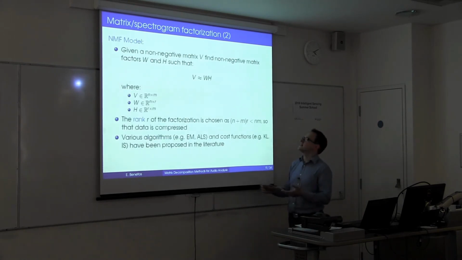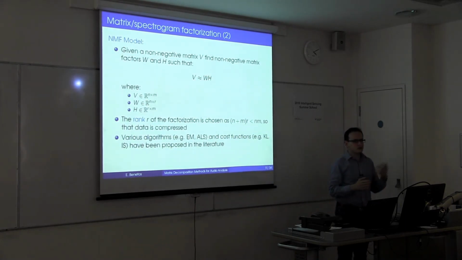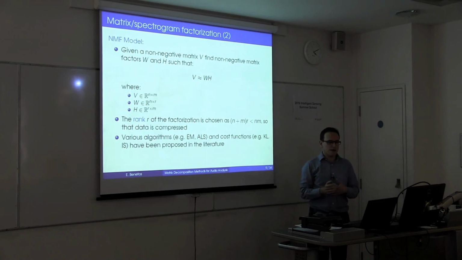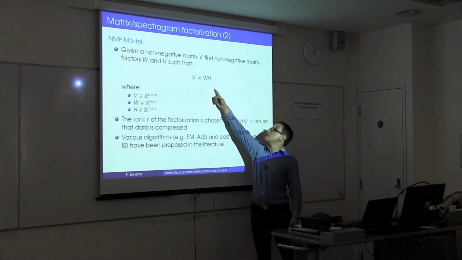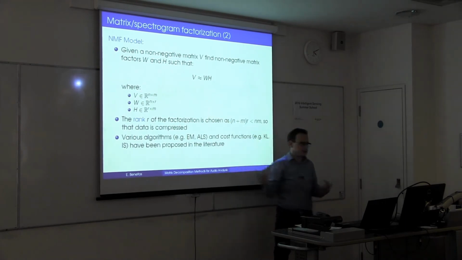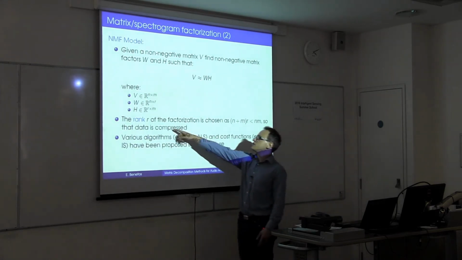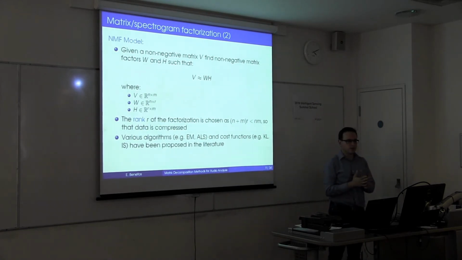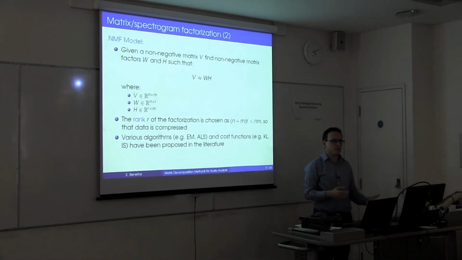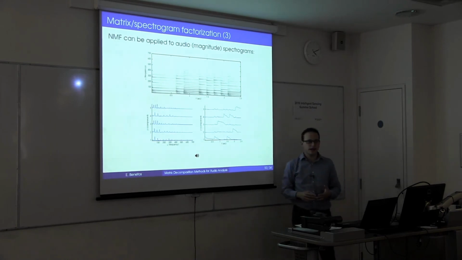The basic model is that you have as input some non-negative matrix B. It could be an image, an audio spectrogram, or a bag of words representation in text documents. The idea is to come up with a factorization to approximate the input into two matrices W and H, all of which are non-negative. The rank of this decomposition, so the dimensions of W and H, are smaller, so we can compress the data into something meaningful. Many algorithms have been proposed to come up with this factorization over the past 15 years or so. So how can this be applied to audio?